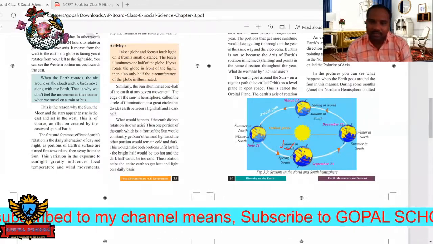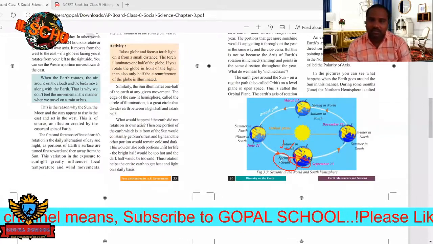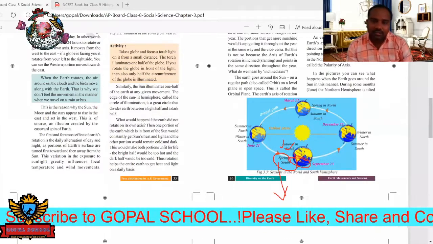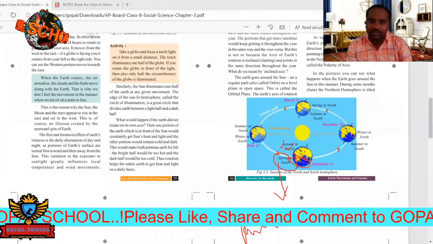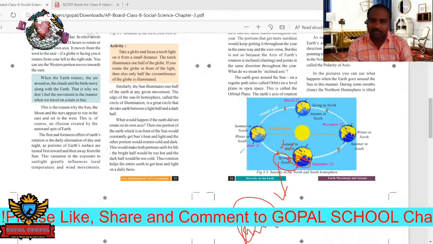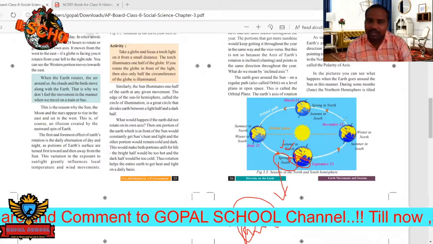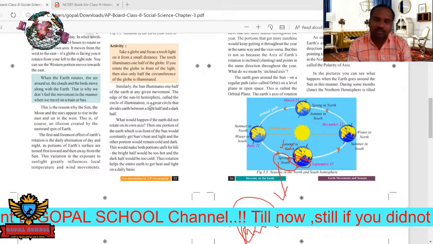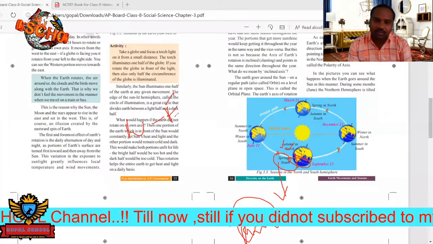Next, the south side can be seen as the spring season. Okay, spring season. Spring means what? We can see that the leaves are very green in color because of rain. So that kind of scene can be seen in the south side. Next, when the earth is in this position, always the earth is revolving around the sun from west to east side. Remember this one.